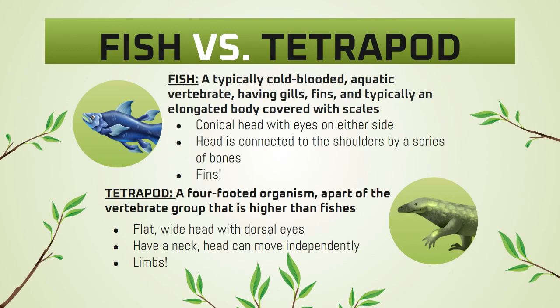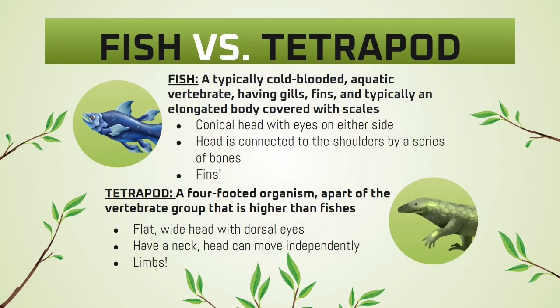But before we get started, let's discuss the differences between a fish and a tetrapod. A fish is typically a cold-blooded aquatic vertebrate, which has gills, fins, and typically an elongated body covered in scales. They have a conical head with eyes on either side, and their head is connected to their shoulders by a series of bones, and of course, they have fins. Focusing on the fish a little bit, the conical head with eyes on either side, they can't move their head independently from their body, and that is going to be a key role as we go further on in this story.